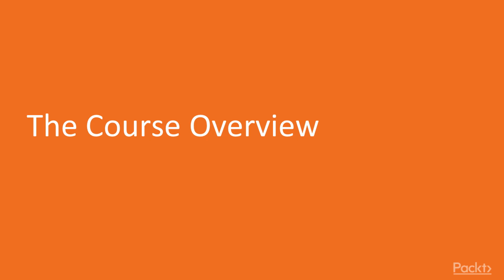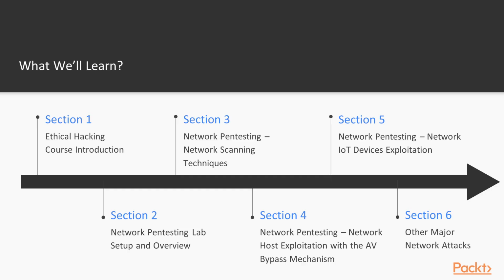Let's talk about the course overview. We will start the course with the course introduction part, on what we are going to learn in this course. Then we will learn how you can set up a lab for network pen testing. We will also learn how you can scan your entire network. Then I will provide you information about the exploitation part and how you can bypass antivirus mechanisms. We will learn about IoT pen testing, then some other network attacks.